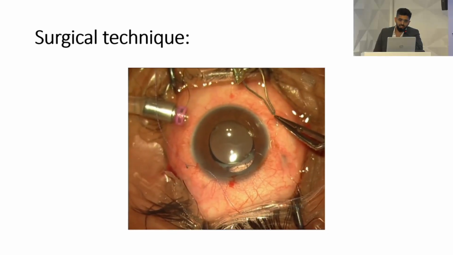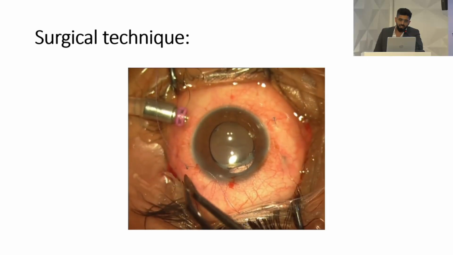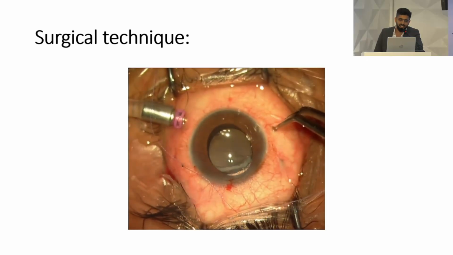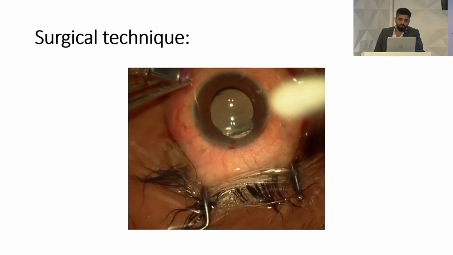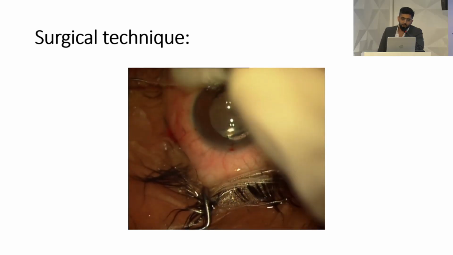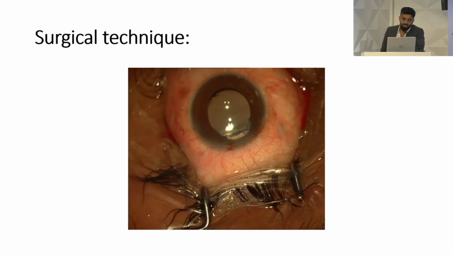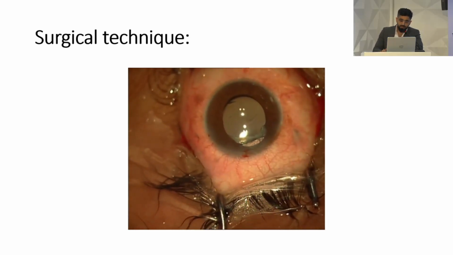A similar procedure was done on either side. Once we felt that the required amount of haptic had been flanged, the haptics were tucked inside the scleral tunnel to achieve a perfectly aligned IOL. And the infusion cannula was removed. So it was basically a sutureless, flapless, glueless technique for scleral fixation of the IOLs.